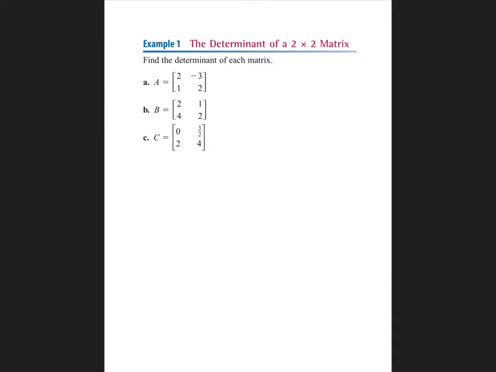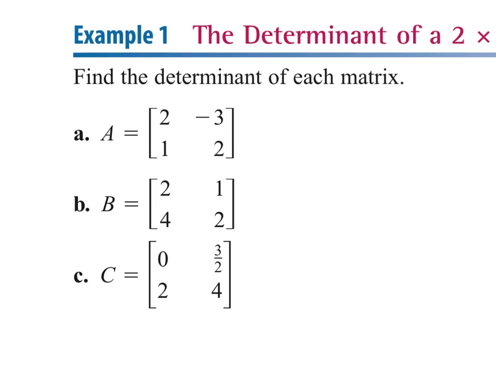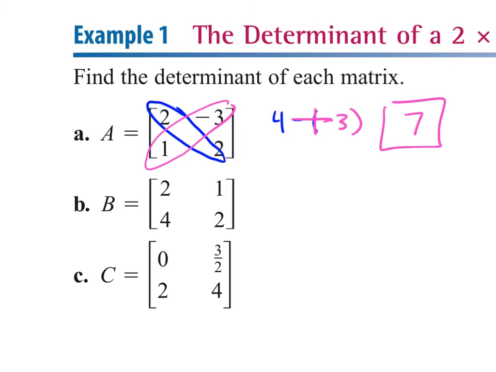So let's look at example 1a. We have to find the determinant of each matrix. So we find our majors minus the minors. So 2 times 2 would be what? 4 minus 1 times negative 3, negative 3. So 4 minus negative 3? 7. This becomes a big plus sign. It's just 4 plus 3, which is 7. So our determinant is 7.